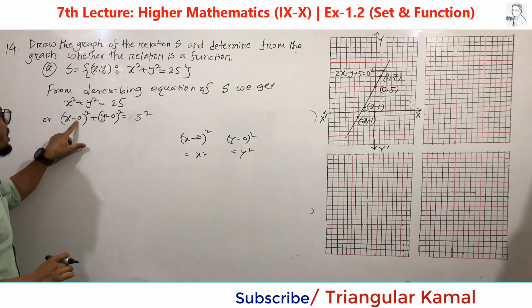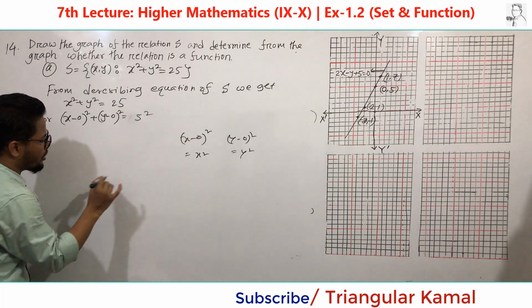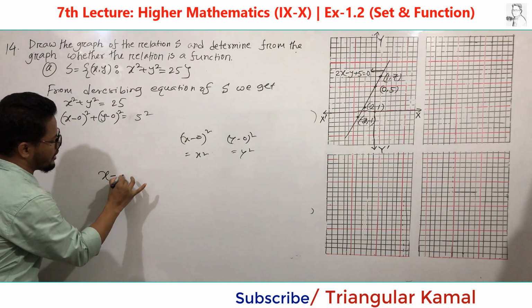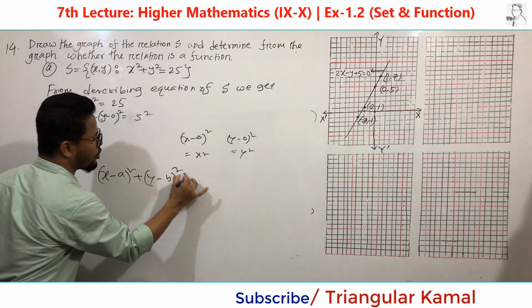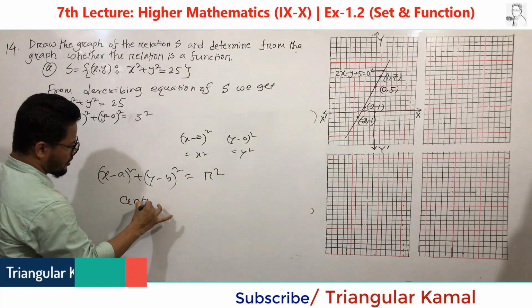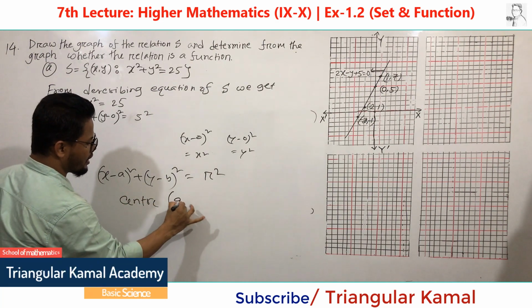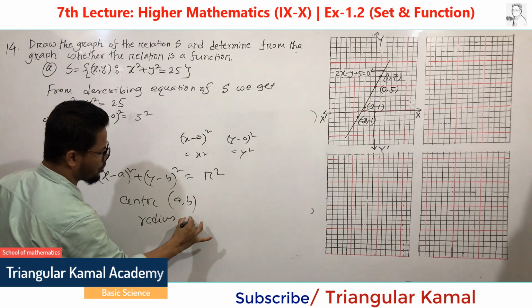Definitely you are thinking why I wrote here minus 0. Because we know when we see x minus a whole square plus y minus b whole square equal r square, then the center of the circle will be (a, b) and the radius will be r.